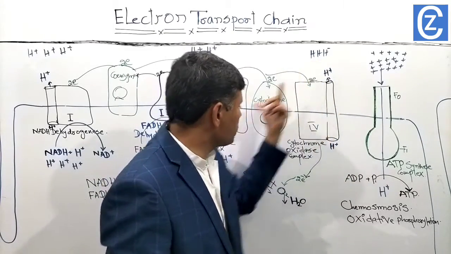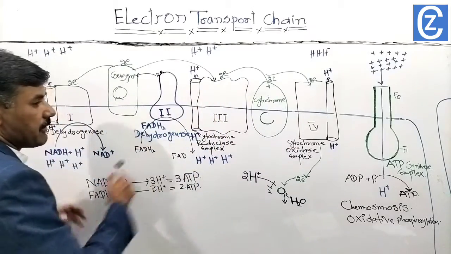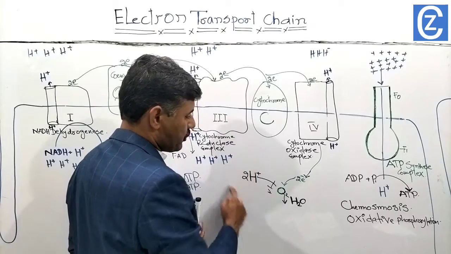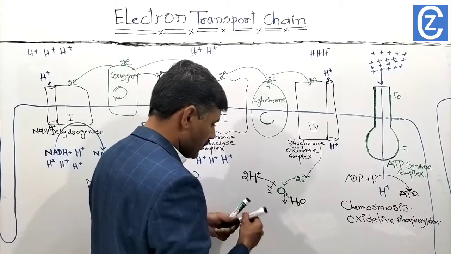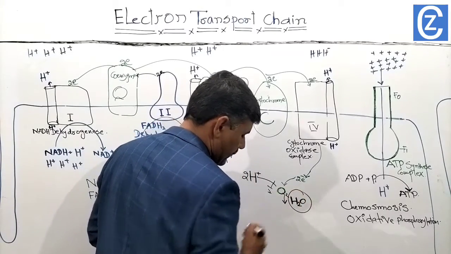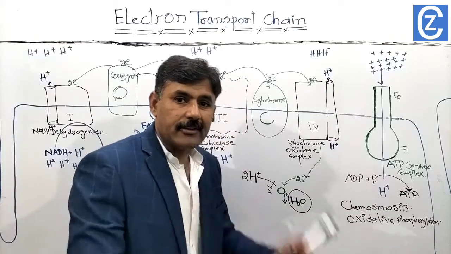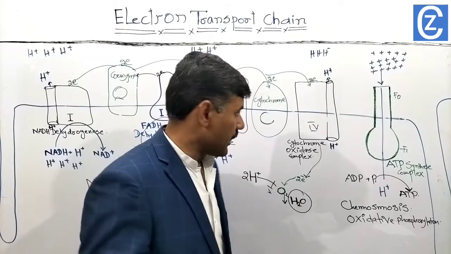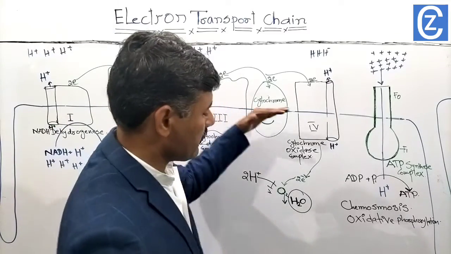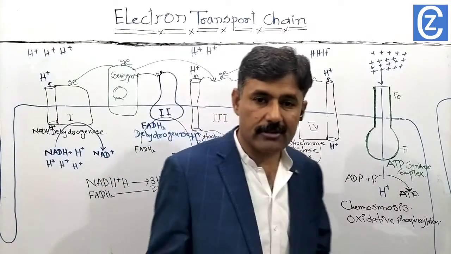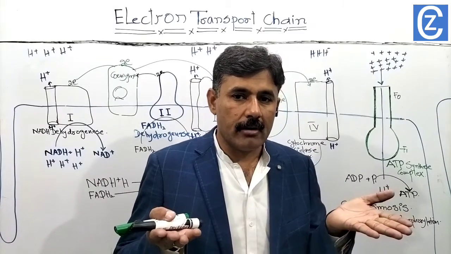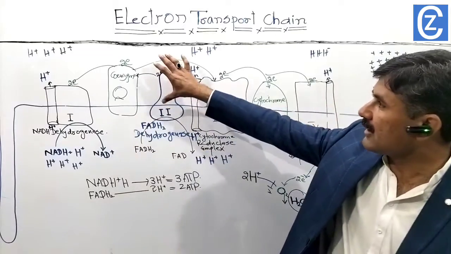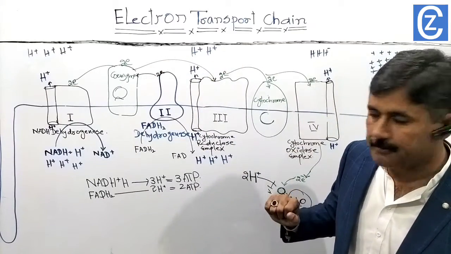But electrons that were moved from NADH or from FADH are finally taken by oxygen. It takes protons from the matrix and it forms water. In this way, the excited electrons of NADH and FADH are finally settled with oxygen and water is formed. And during this whole process, actually protons are being pumped. Where from? They are pumped from the matrix inside the inner membrane space.